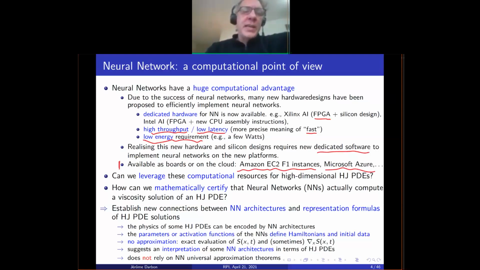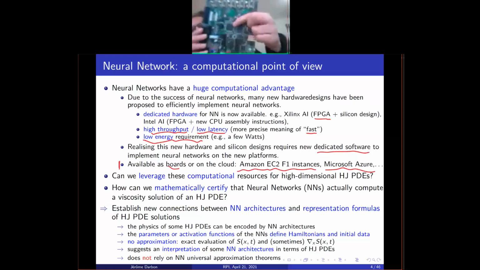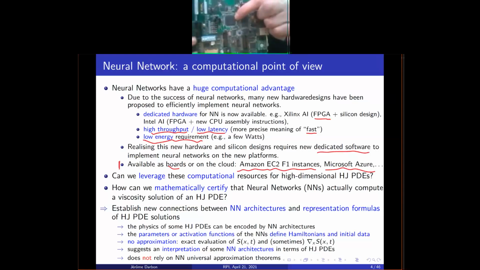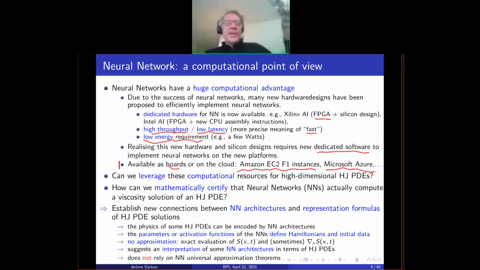You can also buy boards. I can show you how they look. I have one here. It's a little board, and the FPGA is that little chip that you see here. And you can program them using software provided by these companies.